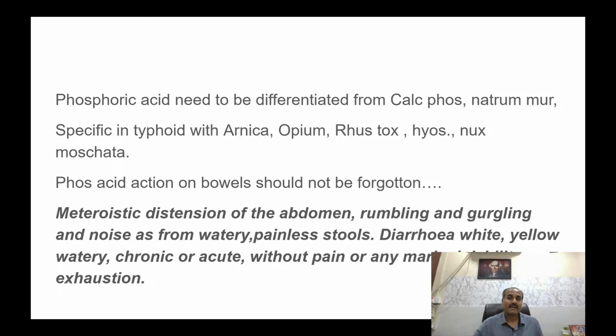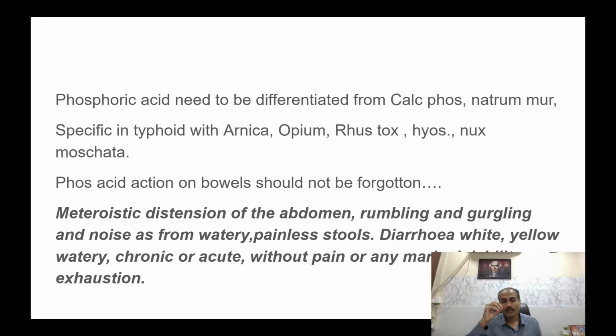Phosphoric acid, Dr. Nash tells us, is almost a specific in typhoid, along with arnica, opium, rhus tox, hyoscyamus, nux moschata. And Dr. Nash gives us a very good explanation of all the remedies, one key symptom each, and then he moves on to explain how phosphoric acid is important for the gastrointestinal system. Its action on the bowels should not be forgotten. Meteoristic distension of the abdomen.